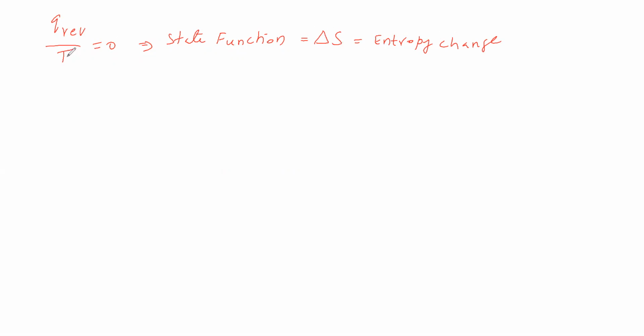Now see, Q reversible by T is equal to 0 for the Carnot cycle. We are saying this is for a cycle, and for a cycle the initial state is equal to the final state. So this is equal to 0 because Q reversible by T does not depend on the path of the process. It depends on the initial state and final state. Since initial and final states are equal, Q reversible by T is equal to 0 for a cycle. Therefore, Q reversible by T is a state function.